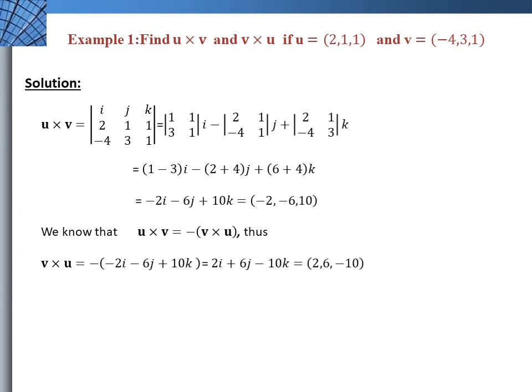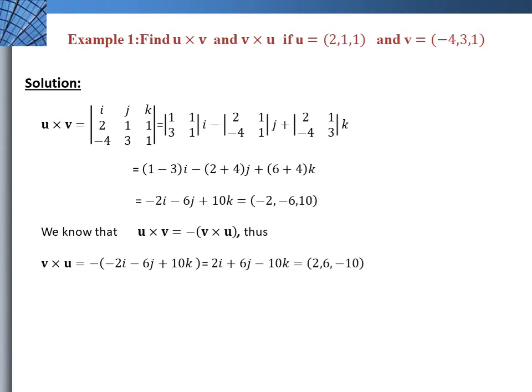So this is the way of writing. First we find our U cross V. We know how to write the determinant and we know how to expand this determinant. We expand it as determinant of 1, 1, 3, 1 i, minus 2, 1, minus 4, 1 j, plus 2, 1, minus 4, 3 k. We know how to expand this 2 by 2 determinant, and we get minus 2i minus 6j plus 10k. It can be put in the triplet form: minus 2, minus 6 and 10. And this is the first part.